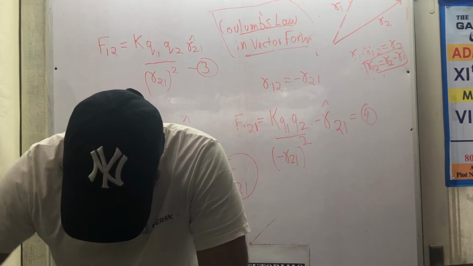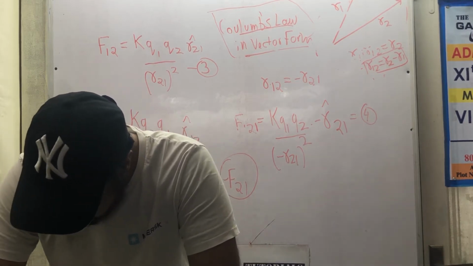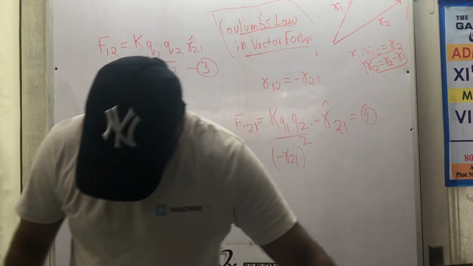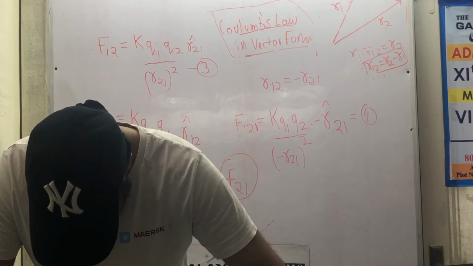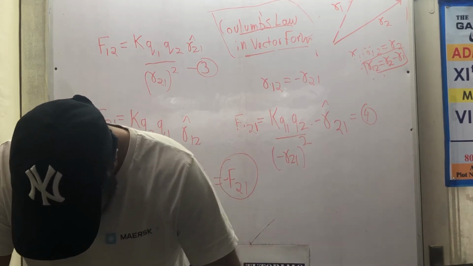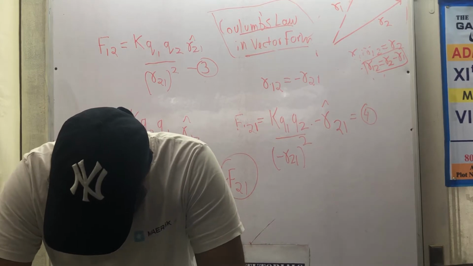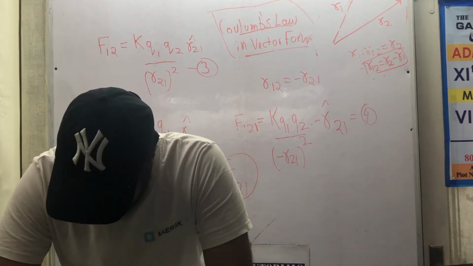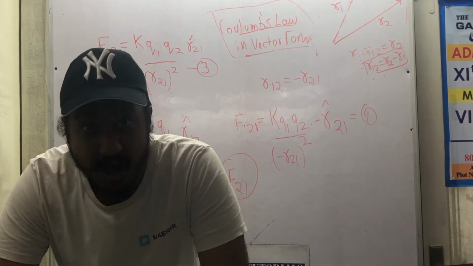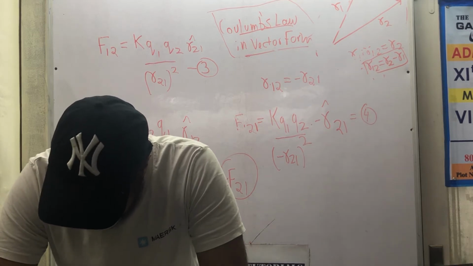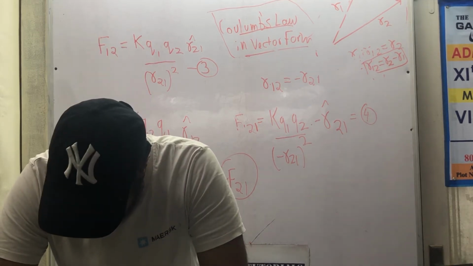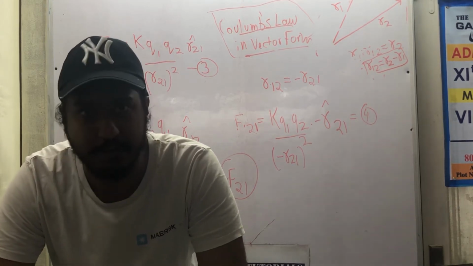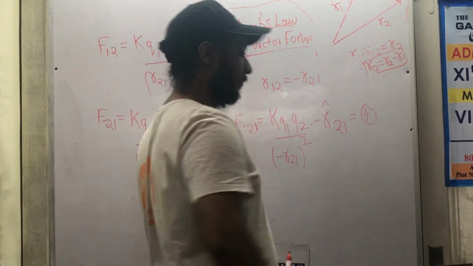So this was the vector form of the Coulomb law. Now let's go further. Let's do the next topic, that is the principle of superposition. First I will read the definition. The principle of superposition states that when a number of charges are interacting, then the resultant force on a particular charge is given by the vector sum of the forces exerted by the individual charges. What does this mean? Now I will show you in detail.